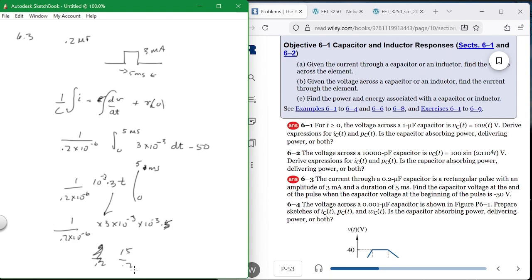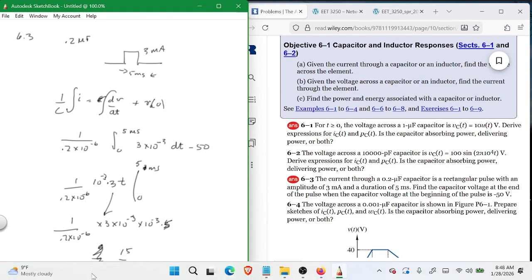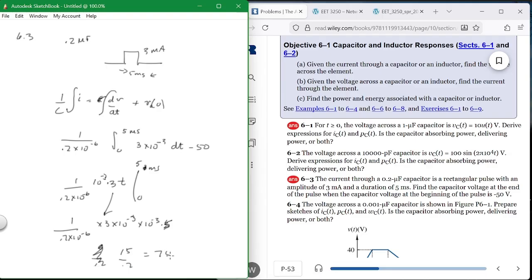What's 15 divided by 0.2? 15 divided by 0.2 is 75. But I've got a minus 50. What's my final answer? 25 volts. Are they all this hard? We don't go very far in this chapter. This is about as far as we go, okay? Any questions about how you do that one?